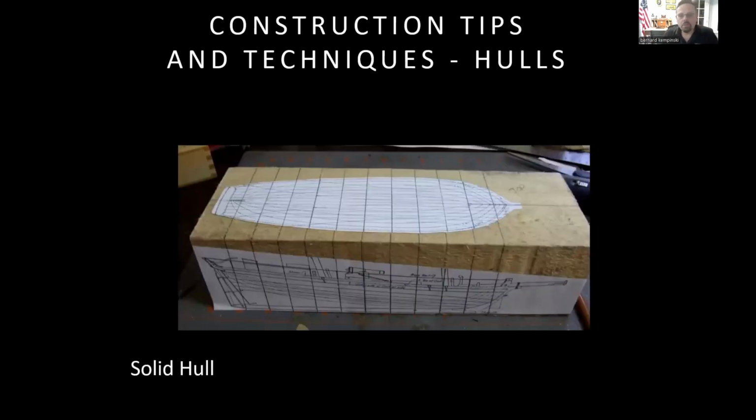This is one of the oldest and easiest ways to do it: you take a solid block of wood, you put the side profile and the plan view from the top, and you cut it on a bandsaw or a handsaw, and then you just sand it to the final shape.